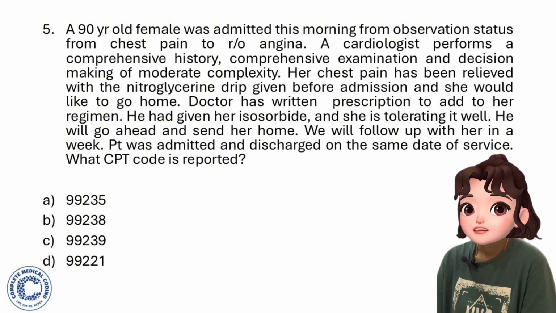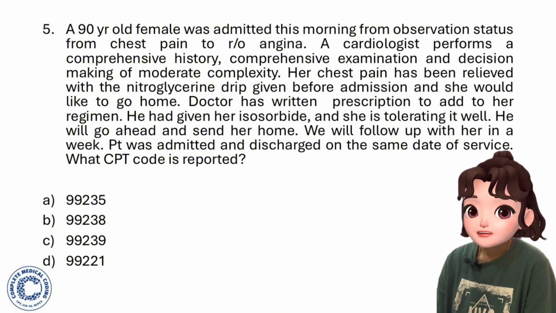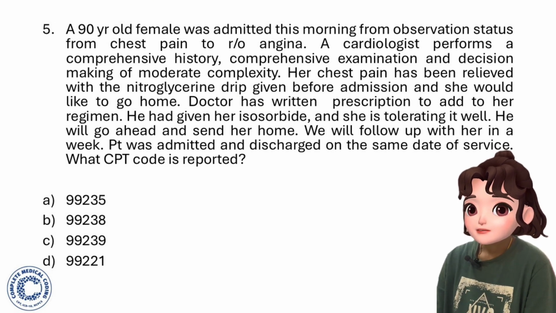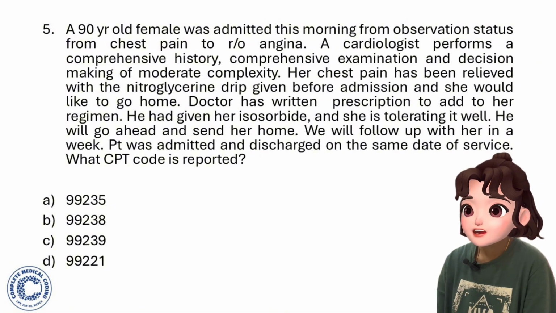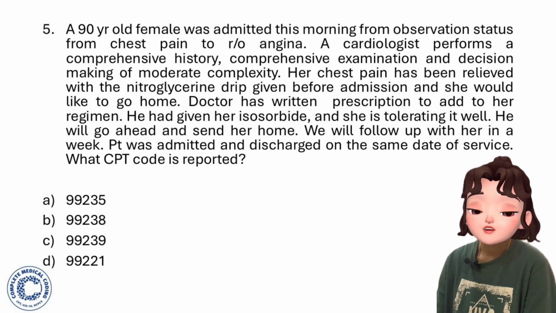One more question. Fifth one. A 90-year-old female was admitted this morning from observation status for chest pain to rule out angina. The cardiologist performs a comprehensive history, comprehensive examination and decision making of moderate complexity. Her chest pain has been relieved with the nitroglycerin drip given before admission and she would like to go home. Doctor has written a prescription to add to her regimen. He had given her isosorbide and she is tolerating it well. He will go ahead and send her home. We will follow up with her in a week. Patient was admitted and discharged on the same date of service. What CPT code is reported?